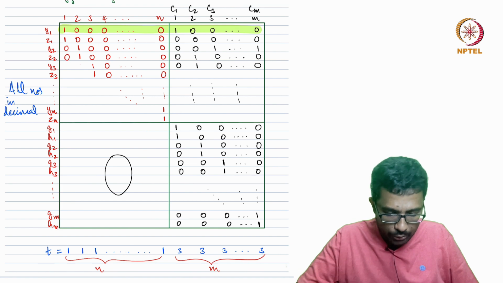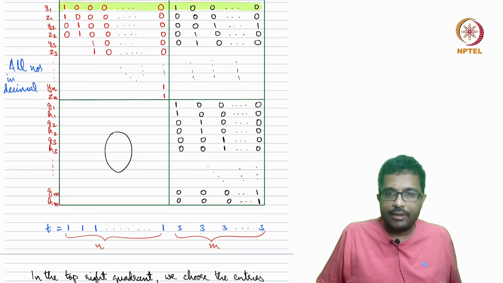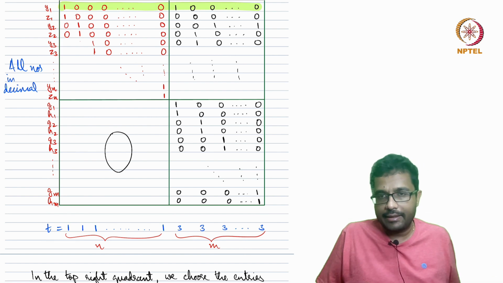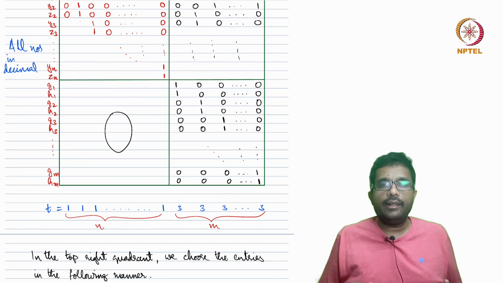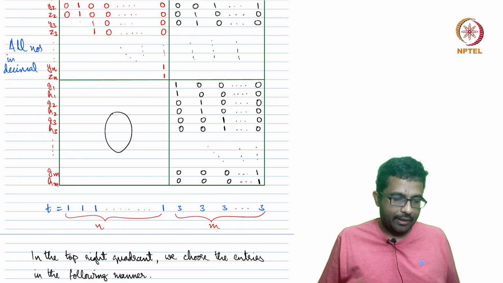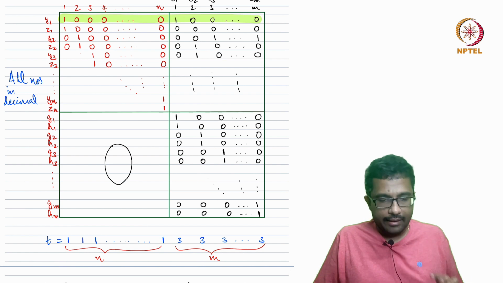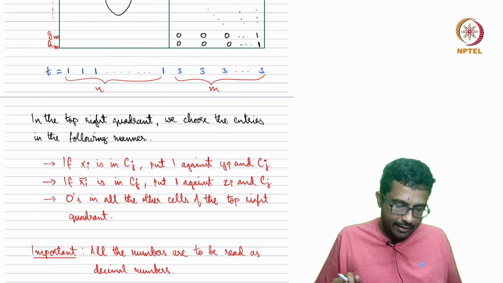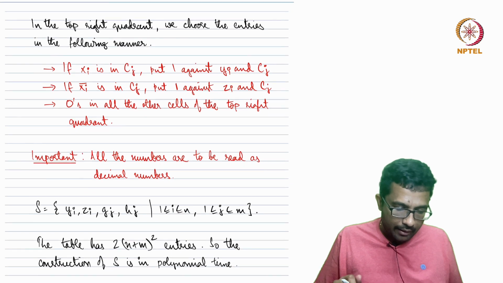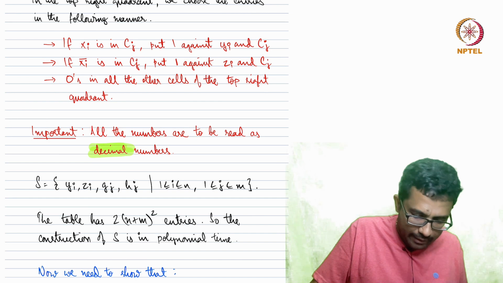So obviously there is no confusion with T because it is certainly not binary because we have threes as a digit, right? So T is also in decimal. Everything is in decimal here. Right? Even though the elements of S have digits 0 and 1, it's to be read in decimal. Right, so we have completed the construction. I have completely described it. Once again, all the numbers are to be read as decimal numbers.